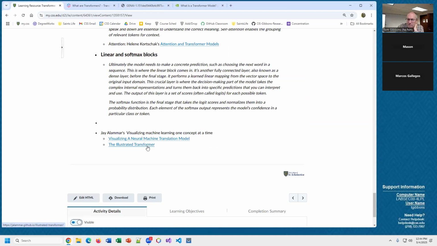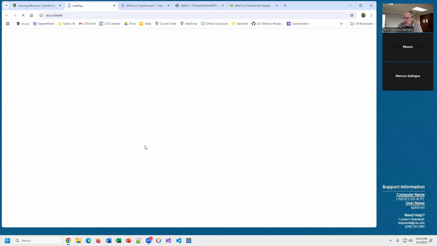I think my favorite view of this probably is this illustrated transformer. I put it as the very last link in here to look at this.